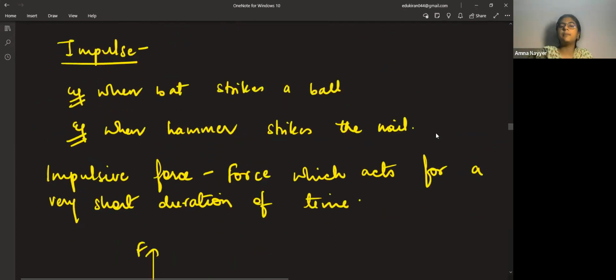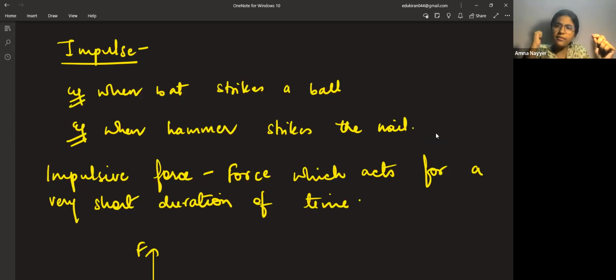Or another example, when a hammer strikes the nail, you have fixed a nail. You are striking it with the help of a hammer. This is how we strike, right? You do not place it for a long duration of time. You just keep on striking like this.